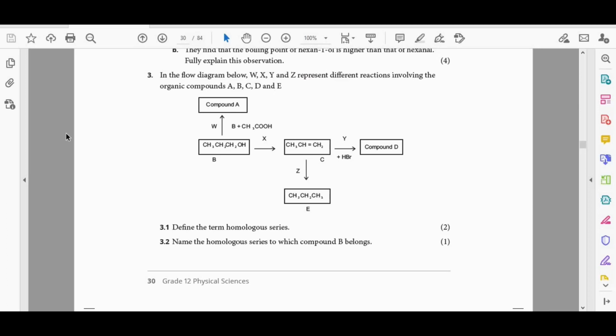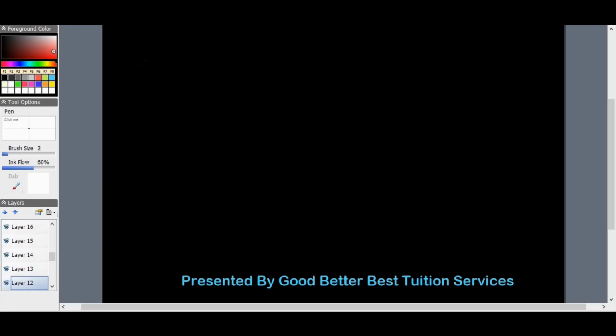3.2 was: name the homologous series to which compound B belongs. Compound B is the one that I'm highlighting over here, under the letter B: CH3, CH2, CH2OH. So let's write that out. Compound B was written as CH3, CH2, CH2OH. This is like a molecular formula, as we can see that the OH is bonded to the CH2.